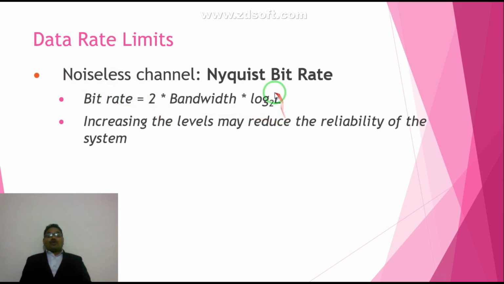But guys, it is not always the case, because if the level is 2, it means 0 and 1, signal levels are 2, then the receiver may easily understand these two levels. But if you increase the number of signal levels L, suppose it is 64, then the receiver may get confused. It couldn't understand each individual level of the 64 levels. Due to which the reliability of the system may reduce.